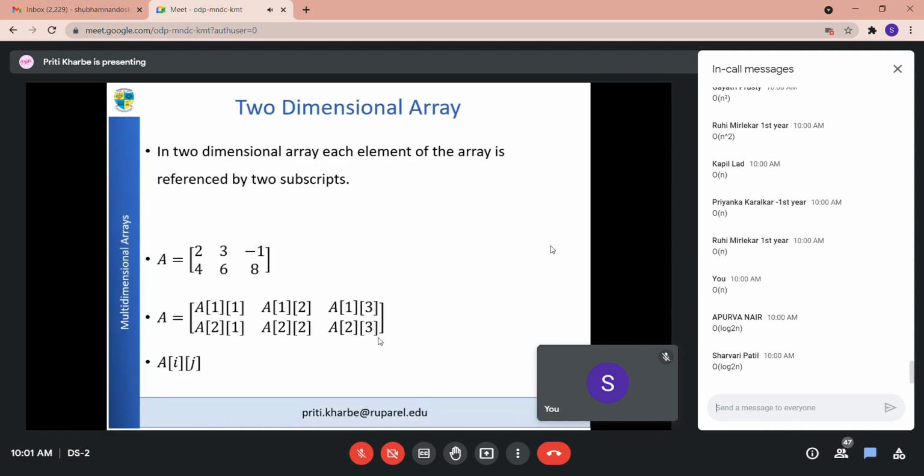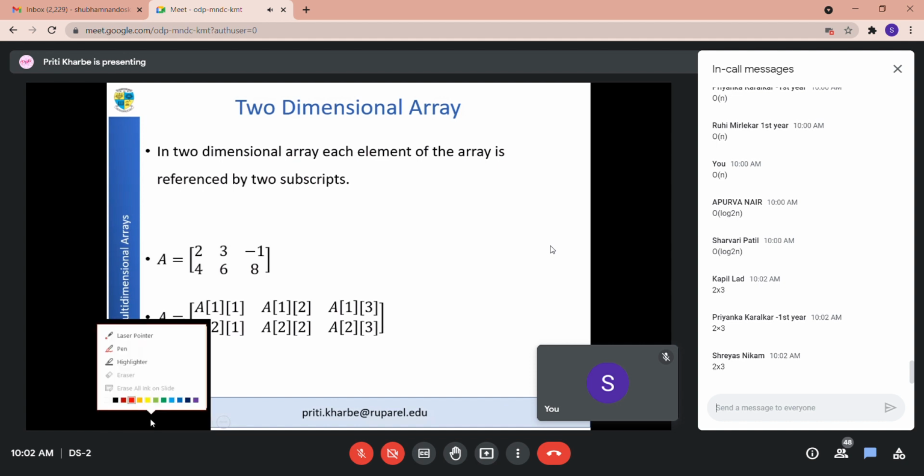Okay, so in a two-dimensional array, each element of the array is referenced by two subscripts. In one-dimensional you have only one, so in two-dimensional you have two subscripts. For example, you know matrices, right? Two-dimensional arrays are also called matrices in mathematical language. Now what is the dimension of this matrix A, which is on the screen? What is its dimension? 2 by 3, right answer.